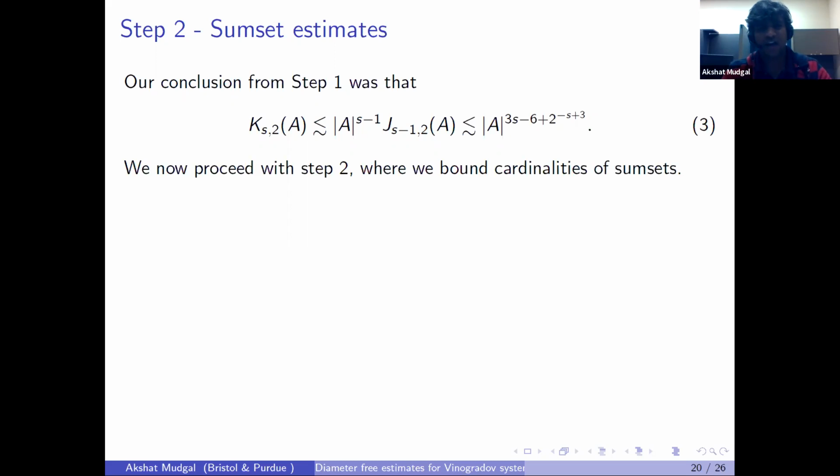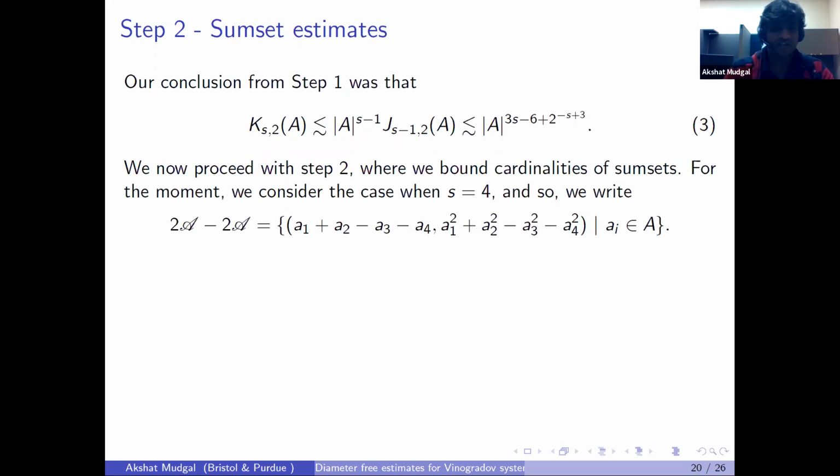And so now we want to consider bounds on sumsets. Just to keep it simple, I'll consider the case when S is 4. And so instead of considering 4A, I'll look at 2A minus 2A. The reason why 2A minus 2A is nice is just some technical reasons. But in particular, I'm looking at any sumset which looks like A1 plus A2 minus A3 minus A4, and then the symmetric version for the squares, where all the A_i are varying in my setting.